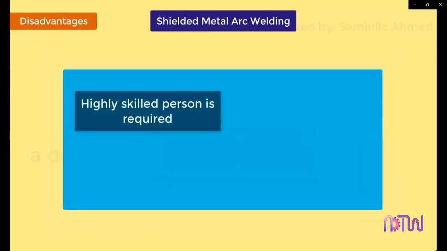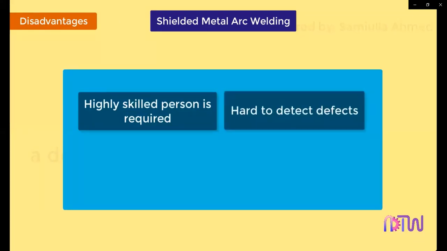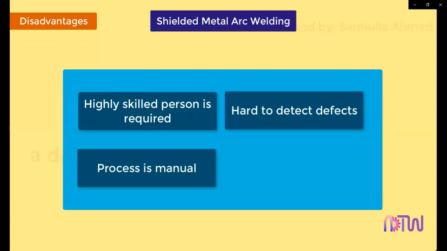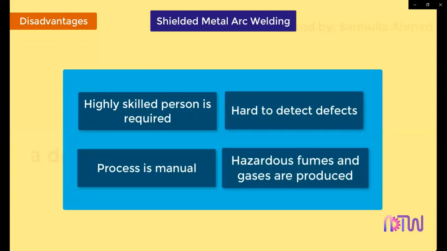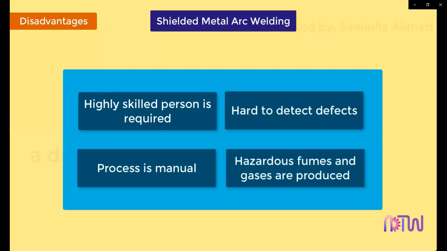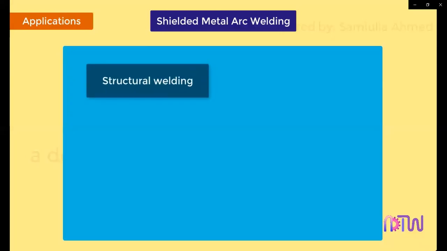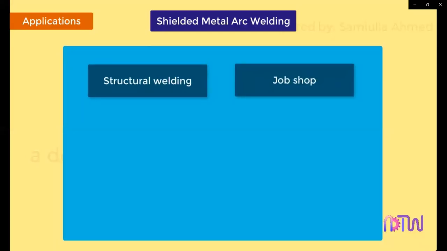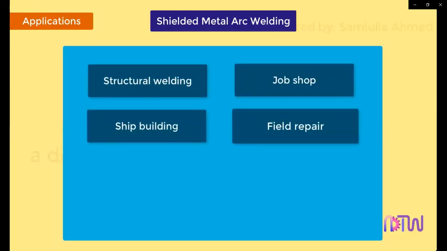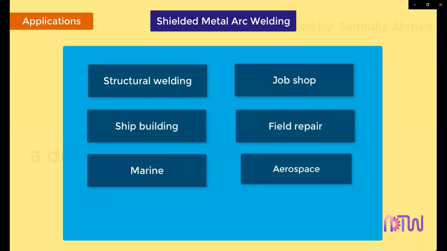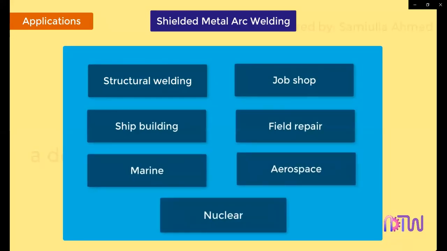Disadvantages. A highly skilled person is required to produce a good quality weld. Defects are hard to detect in the weld. The process is manual and hence has high labor cost. Fumes and gases produced by the flux are hazardous. Application. This process finds its application in structural welding, job shop, shipbuilding, field repair, marine, aerospace, and nuclear.